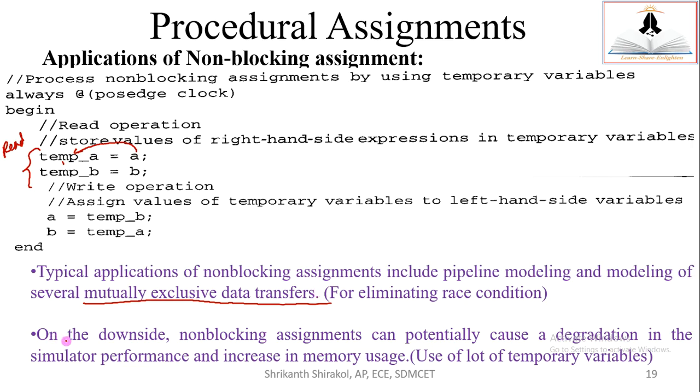So A is giving to B and B is receiving something from A at the same time. That's a mutually exclusive data transfer. In such cases, it will eliminate race conditions. That's the application of non-blocking. On the downside, this is a drawback.